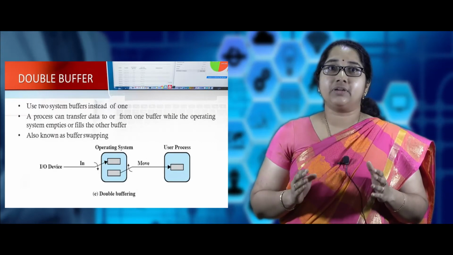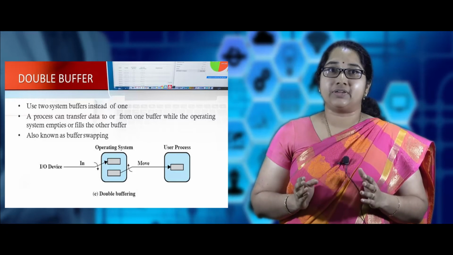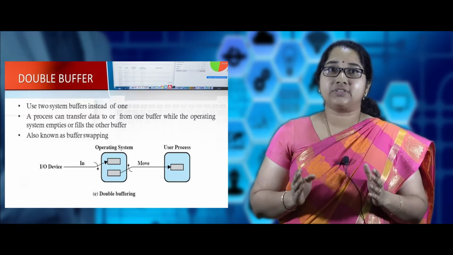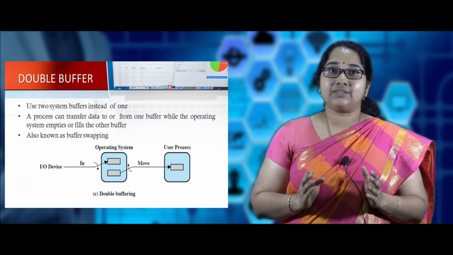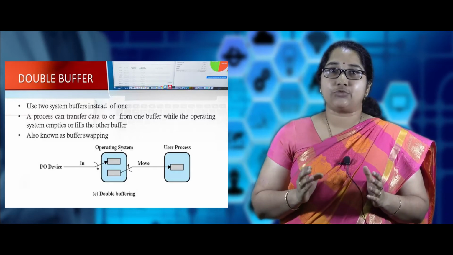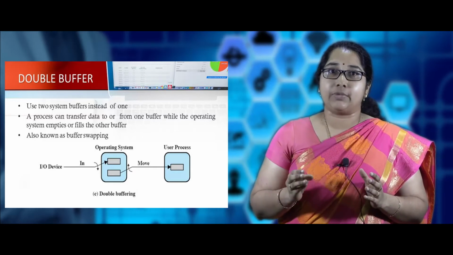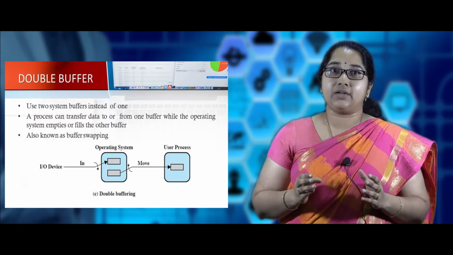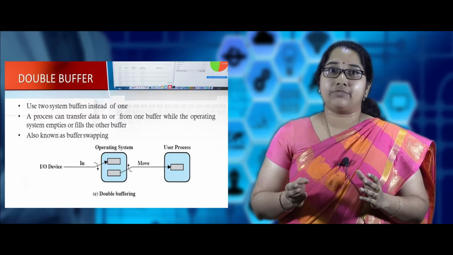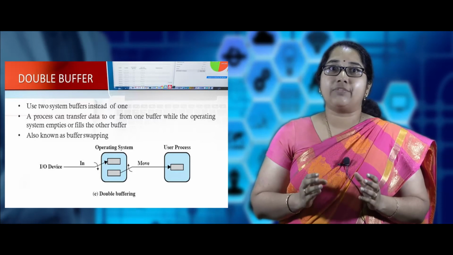The next type of buffer which we will be seeing is double buffer. In such cases, two buffers are used instead of one. So as a result, when the process is transferring data in and out of one buffer, the operating system can in turn empty and fill the other buffer. This is also called as buffer swapping.